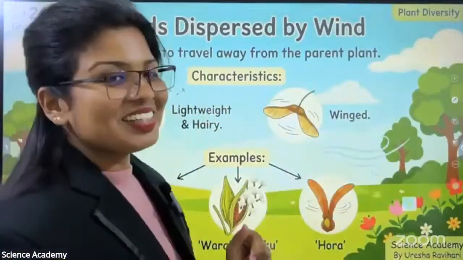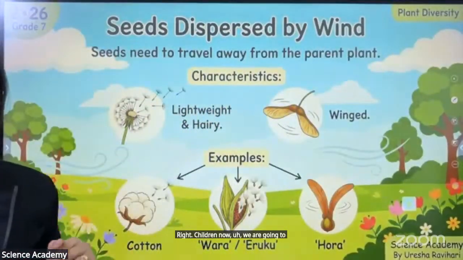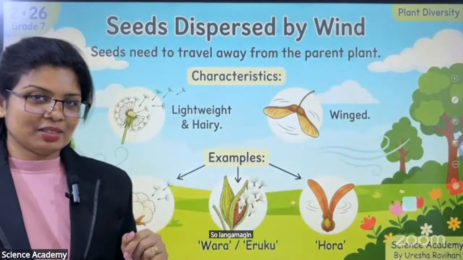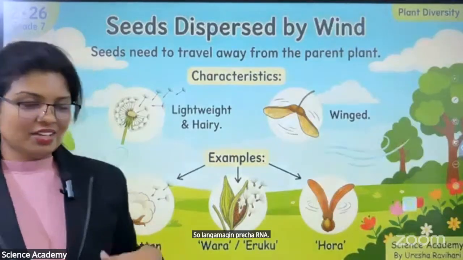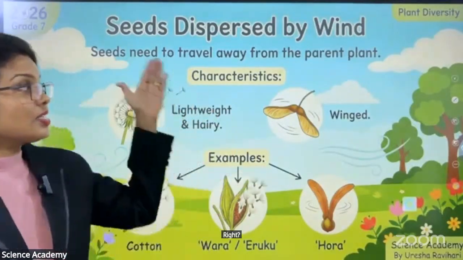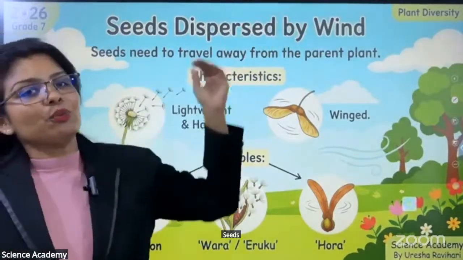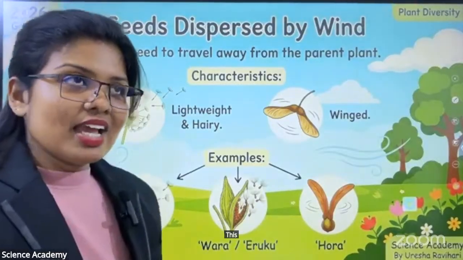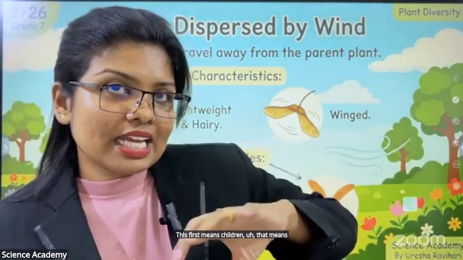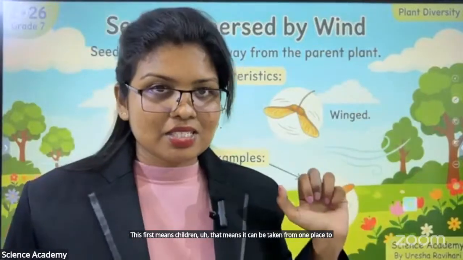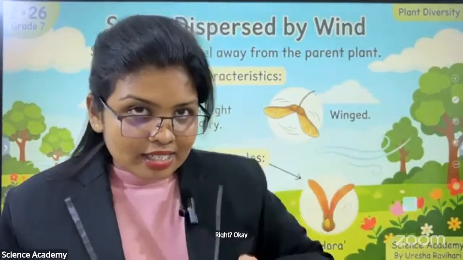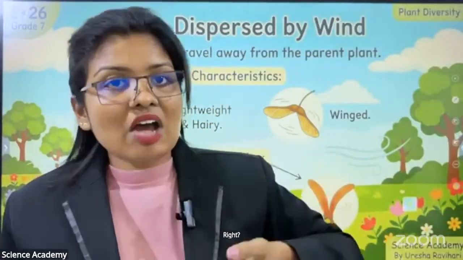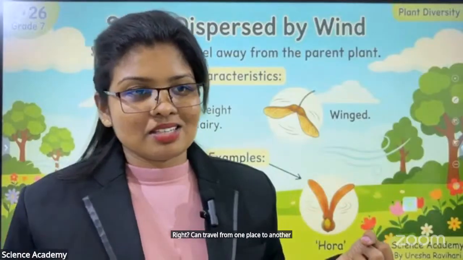Right. Children, now we are going to discuss seed dispersal by wind. Likewise, seeds dispersed by wind. Okay. Disperse means, children, that it can be taken from one place to another place, right? It can travel from one place to another place. Did you get that?